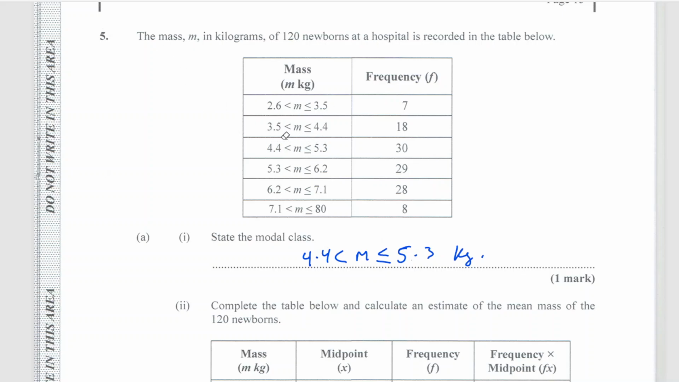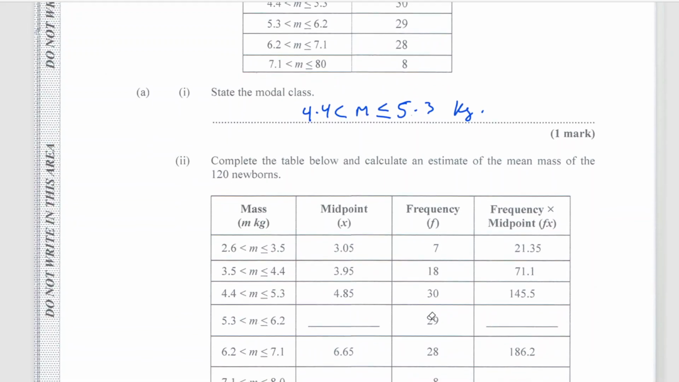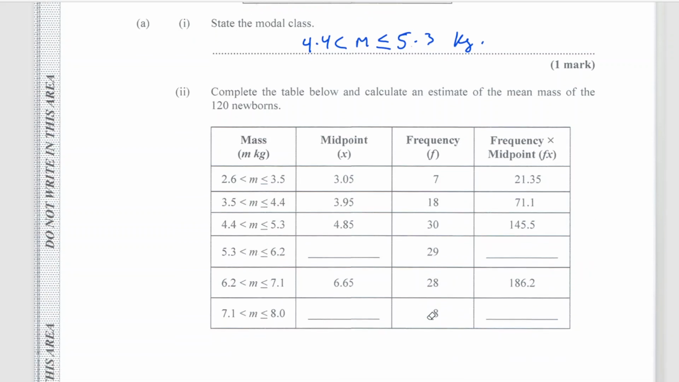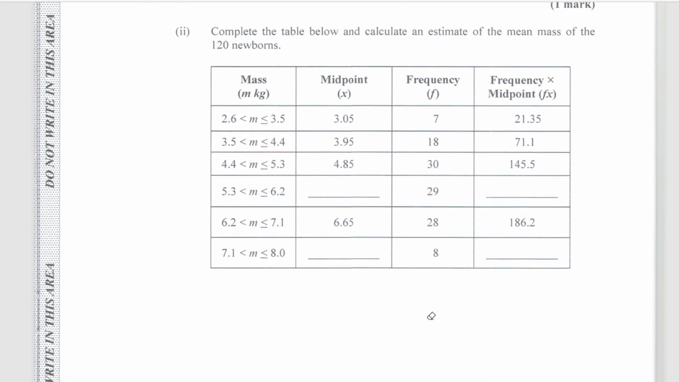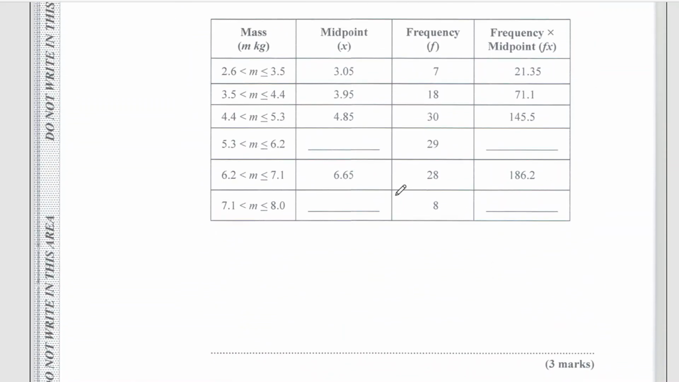Then next up, we would have: complete the table below and calculate an estimate of the mean mass of the 120 newborns. Right. So the next thing students do with this question, they don't read, they will fill out this table and think they're done and forget this part here. They're actually asking for the mean mass, right? So don't forget that. Most of your marks is this part. To fill this table might be 1 mark, and that mean will be the next 2 marks, right?